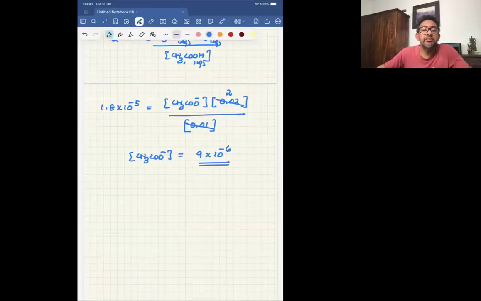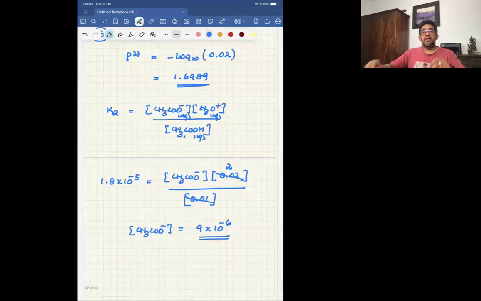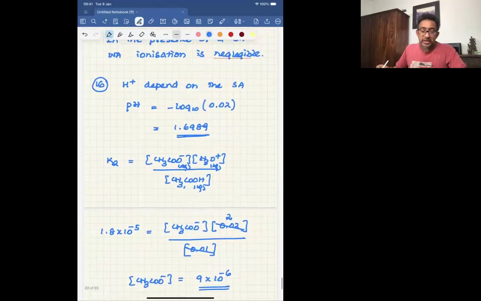Did you all get that value? Those who have done it? The main theory here, I hope you understood by this time, is that the amount dissociated is negligible compared to the strong acid. Is it clear? In the presence of a strong acid, the amount of H plus given by the weak acid is negligible. Always remember that. So that is question number 16.